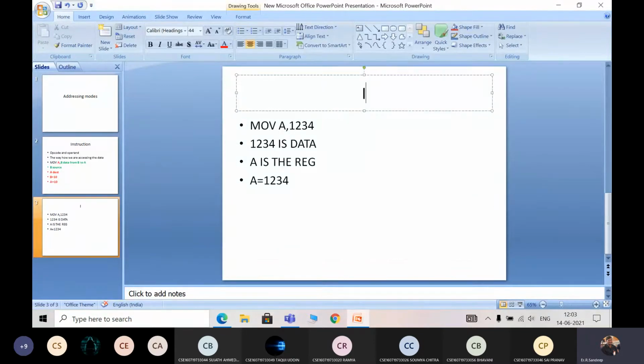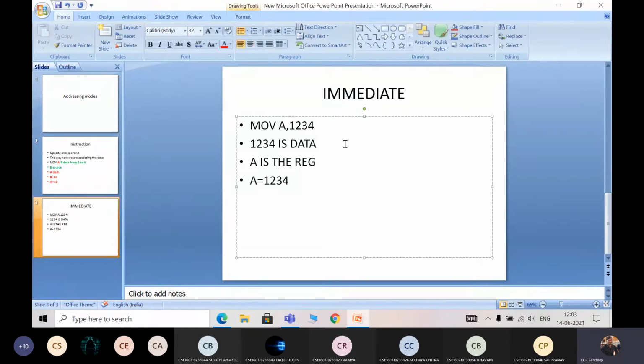This type of addressing mode is called the immediate addressing mode. But you cannot represent 1234 directly like this. There is a separate symbol called hash. This symbol is used for representing the data. Any number which is preceded by the hash symbol will be called data.